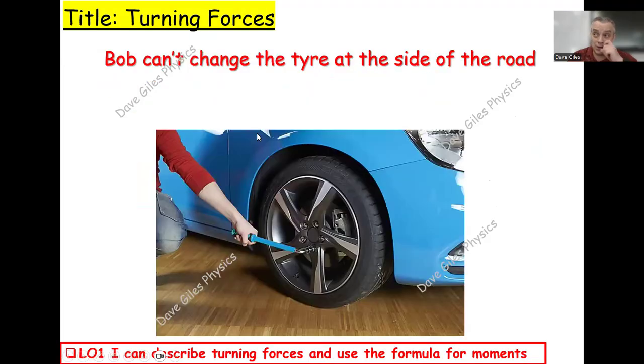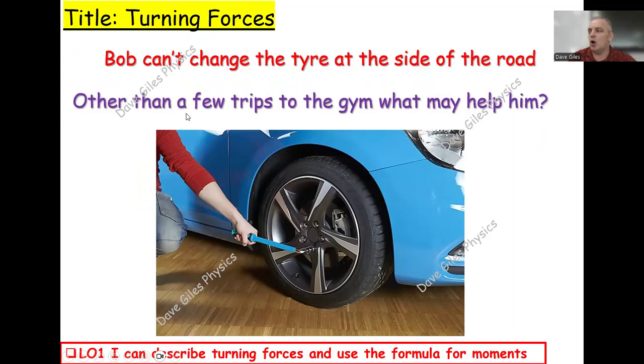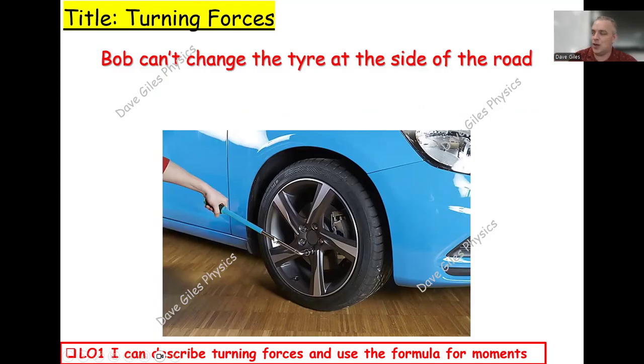So starting with the first learning objective. Bob can't change the tyre at the side of the road. Other than going to the gym for a little while, what might help him here? So he can't make himself any stronger. How else could he loosen the nuts on the tyre? So the easiest way, apart from working out a bit more, is to use a longer wheel brace, it's called here. Or in this case, it's actually an extendable one. So you make it longer so it's easier to loosen it off to change the tyre. And that is something that is quite common to use in cars because it saves space, you extend it, and then when you extend it, it's a lot easier to loosen these off.